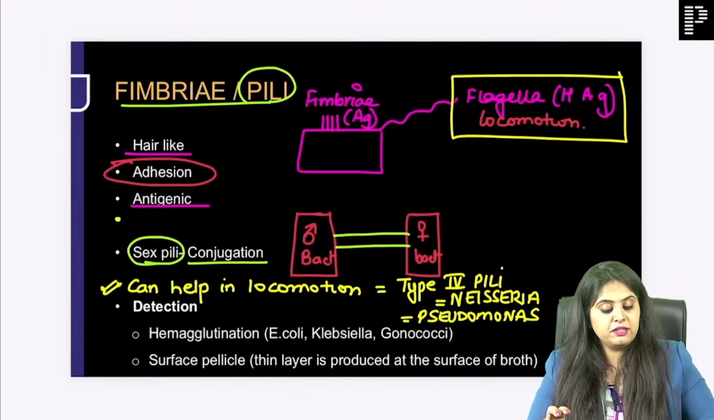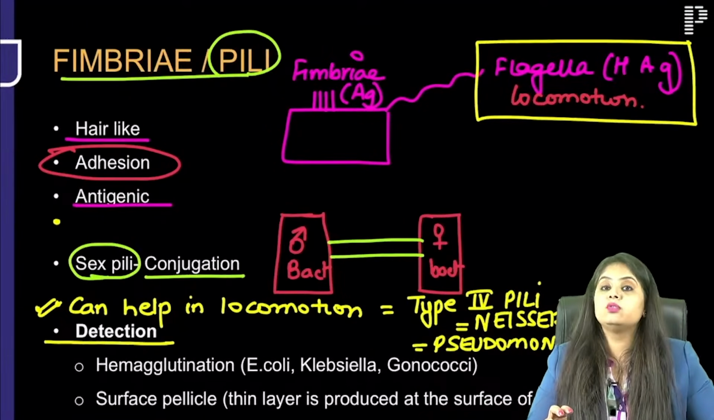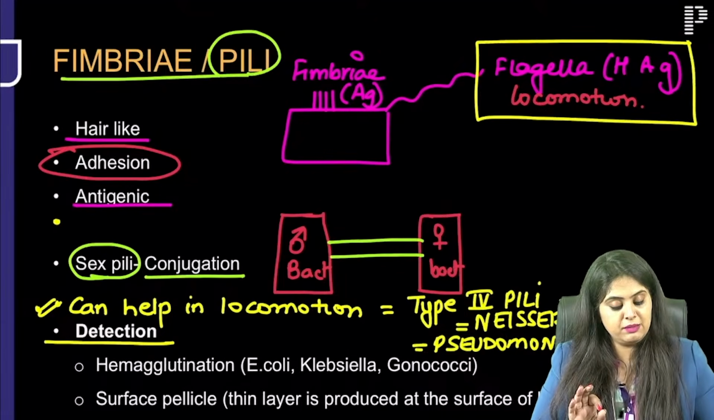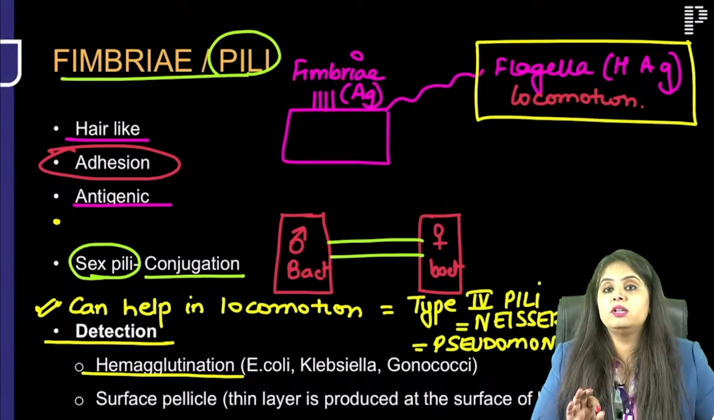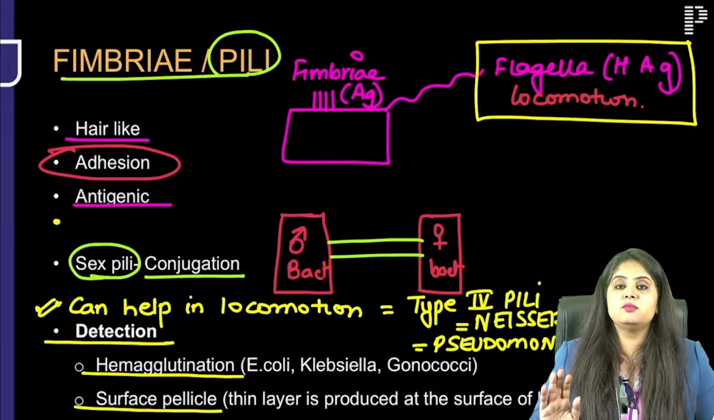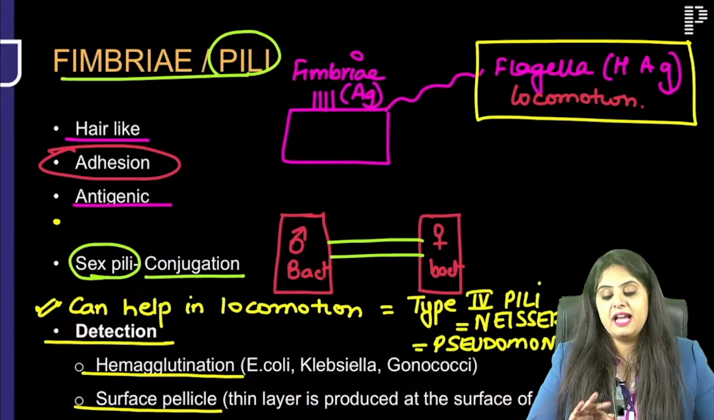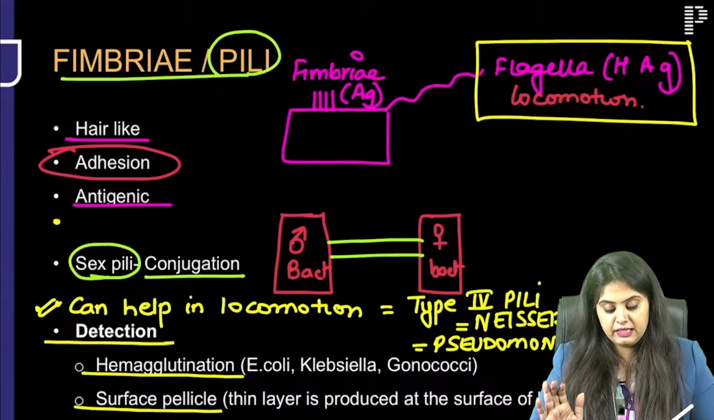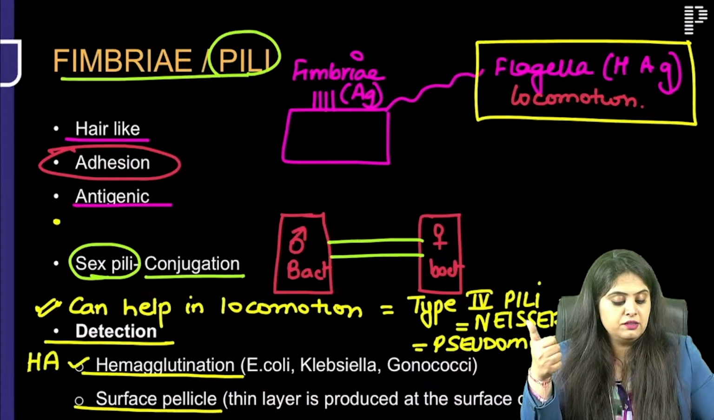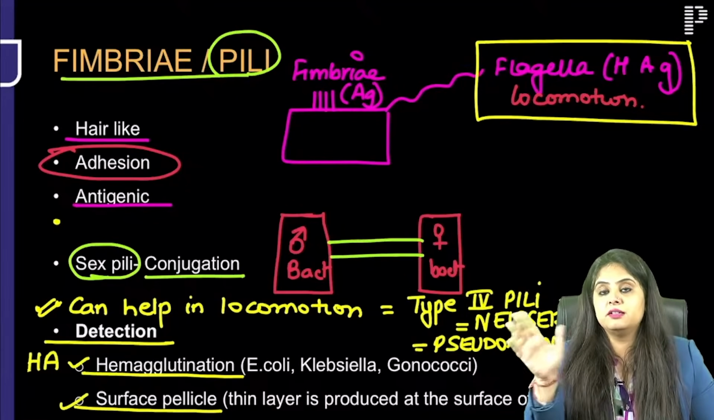What are the tests that we do for Fimbria? How will I get to know that there are Fimbria present? Again, you don't have to know the details, just the names. One is known as the hemagglutination test. One is known as the surface pellicle test. Trust me, no longer are these done, and you do not have to go into the details of any of these. Hemagglutination test and surface pellicle test. That's it, nothing more required.